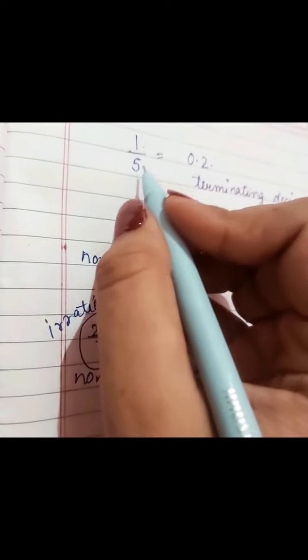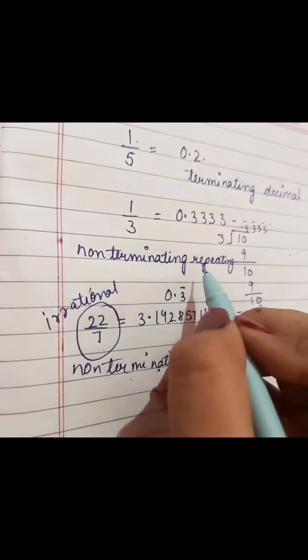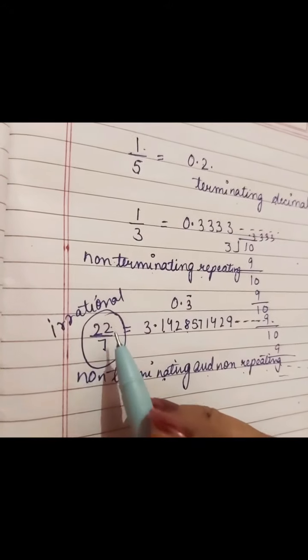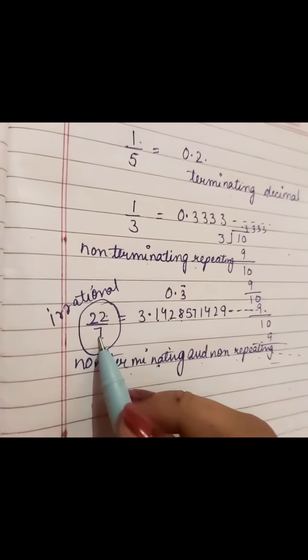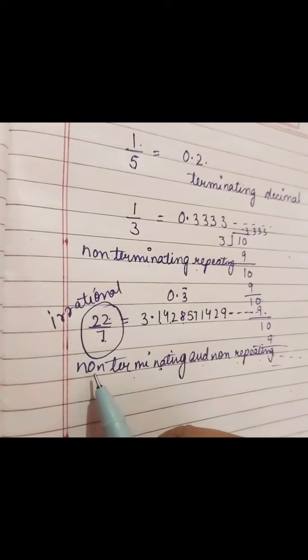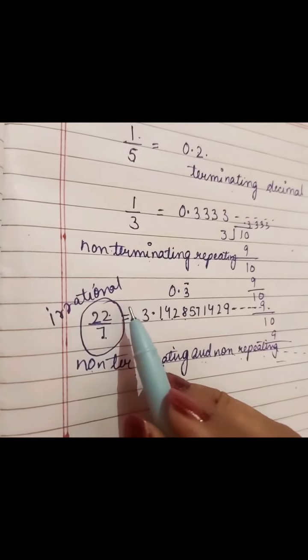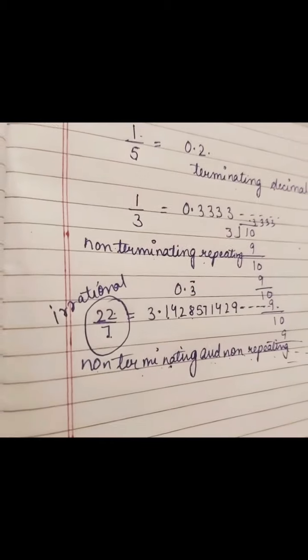Numbers in the form of P upon Q which have decimal representation of the form terminating decimal or non-terminating repeating are rational, and numbers of the form P upon Q which have decimal expansion of non-terminating and non-repeating are irrational numbers. Let us see how to convert a number in the form of P upon Q into a decimal.